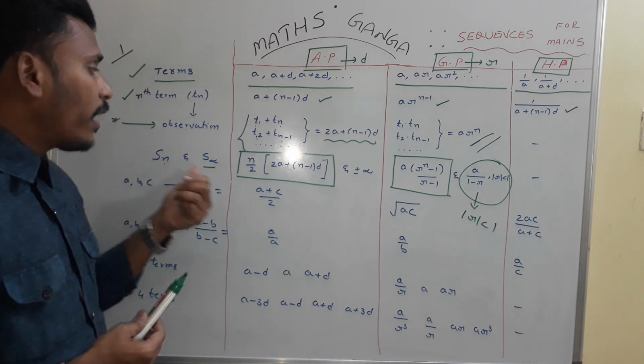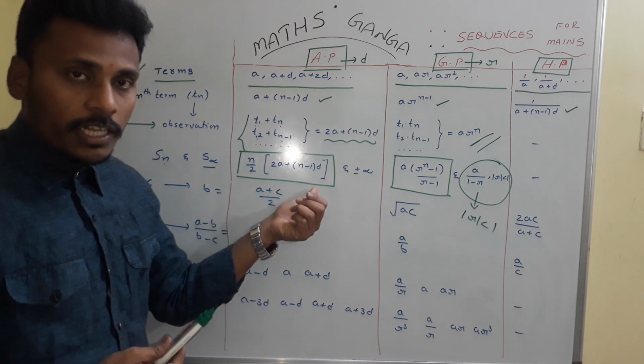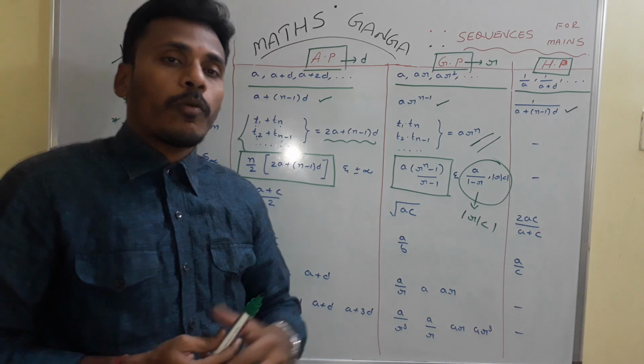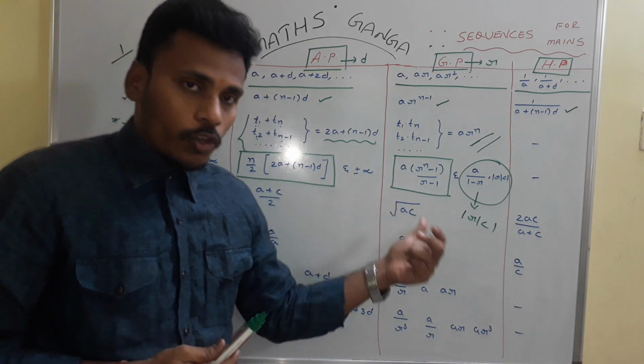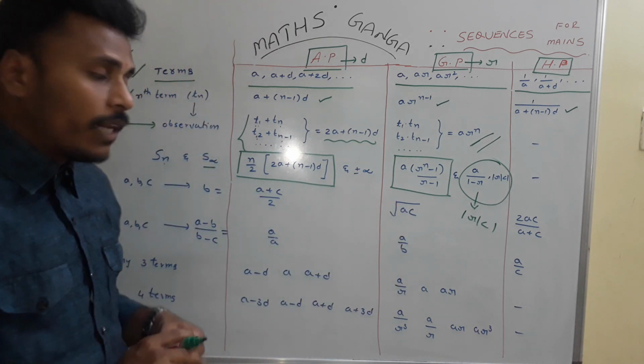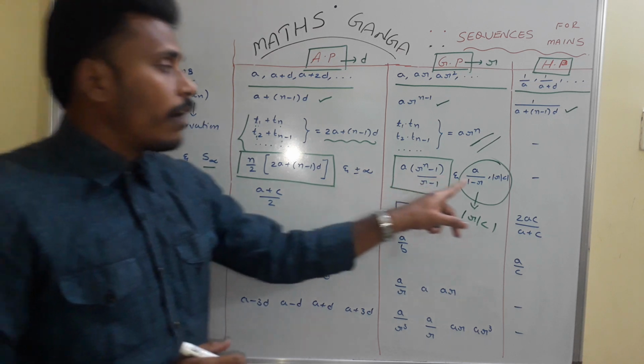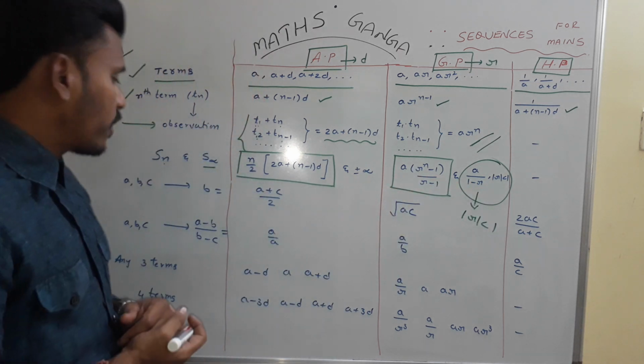So the sum of n terms is n by 2 times 2a plus n minus 1 into d here, and a into r power n minus 1 by r minus 1 in the case of geometric progression. Whereas for S infinity we don't have any formula for AP, and for GP it is a by 1 minus r.